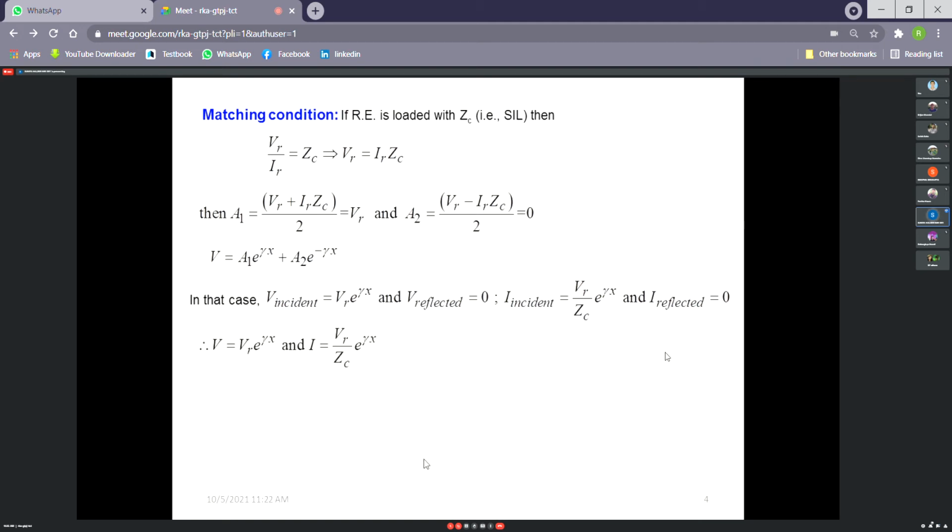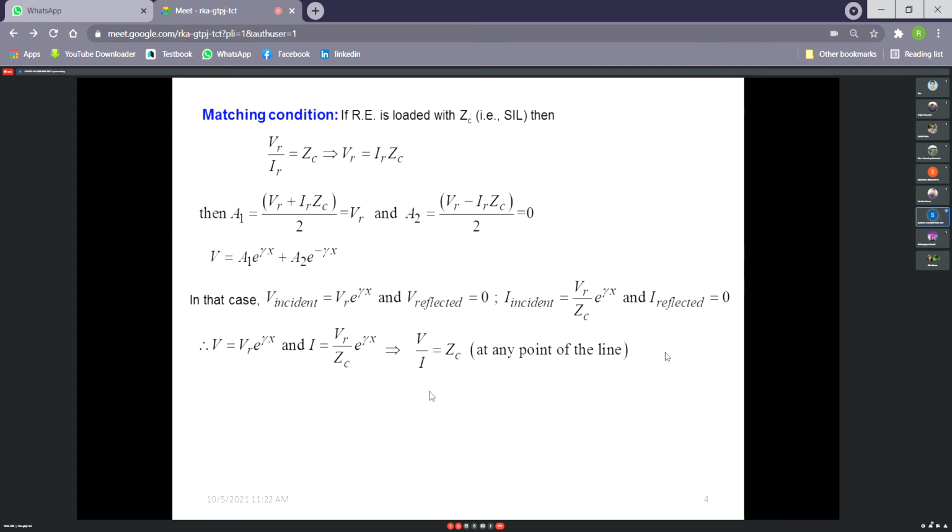Then we can measure the voltage at any point and see that voltage and current will be in the same phase, because whenever the reflected component of the voltage is absent, V by I will be constant and equal to ZC. Otherwise not, is it not? So in that way we can verify. V by I will be ZC at any point of the line. So if ZC has an angle of 35 degrees, then the phase difference between V and I will be 35 degrees.